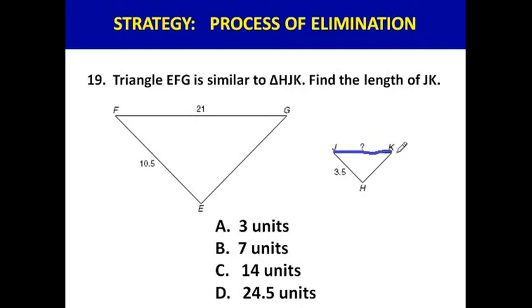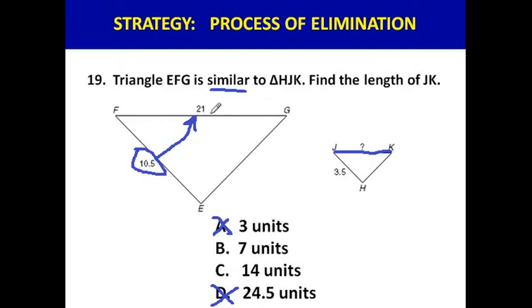If these two triangles are similar, then side lengths are proportional. And if I look at this length here, 10.5, compare it to 21, I know this side over here is going to be bigger than this smaller side here. So this JK length has to be bigger than the 3.5. It can't be A because A, 3 units, is smaller. If you look at some of the other answer choices, it can't be D because D is way too big. In fact, 24.5 units is greater than 21, so it can't be that.